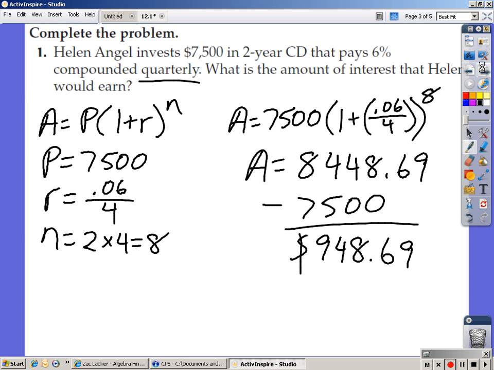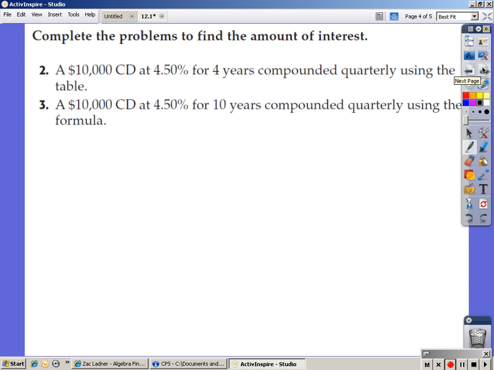Now, let's look at problem 2 and 3. And now, I know in your book it says use a table on problem number 2. I want you to use the formula to solve that. I do not want you using the table at all. Go ahead and press pause, work these problems out, and press play to resume to see them worked out.